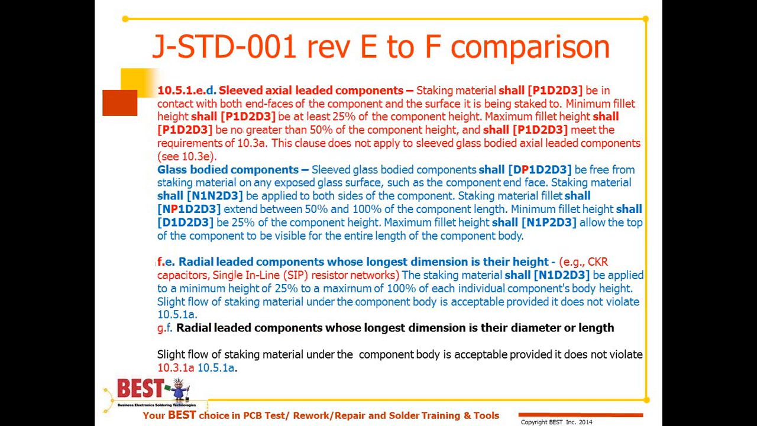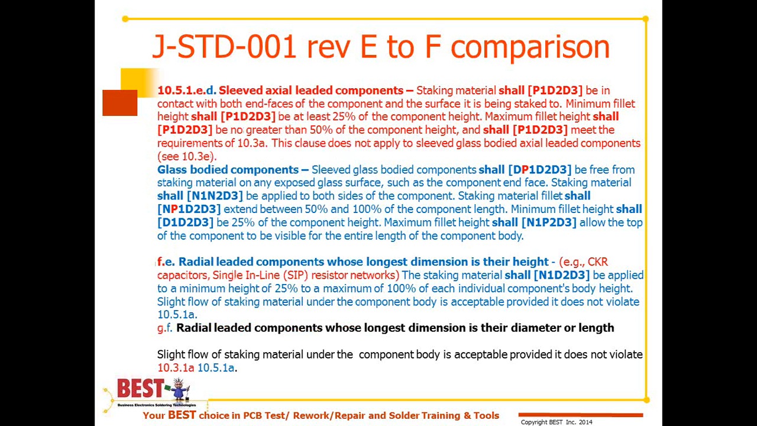The staking material shall be applied to both sides of the component, and the staking material fillet shall extend between 50 and 100% of the component length. Minimum fillet height shall be 25% of the component height, and the maximum fillet height shall allow the top of the component to be visible for its entire length. Or it's a defect there for Class 3 on that.